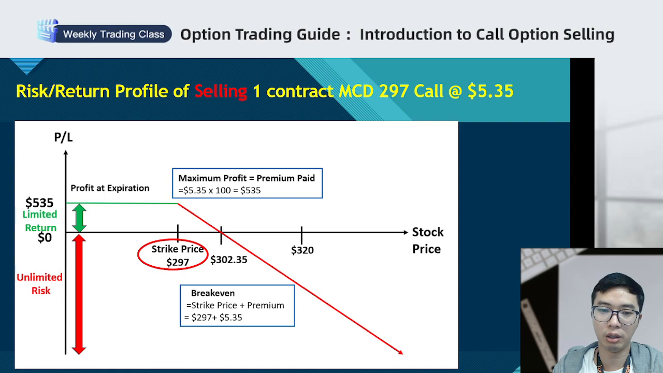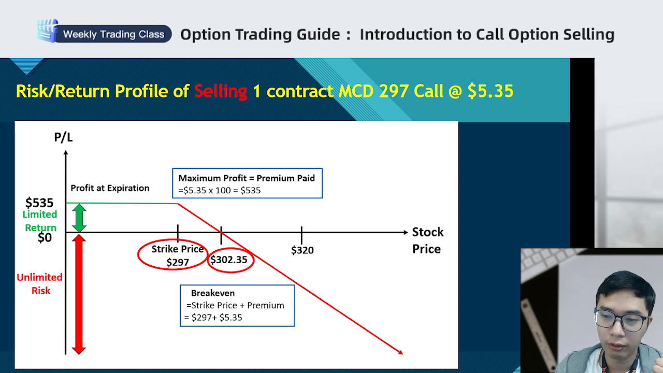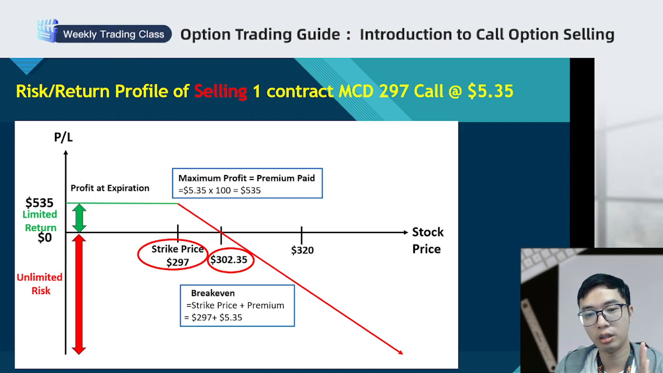So we just do a fast refresher. We always start with plotting the graph, the chart with strike price 297, and the break-even price will be 302.35, because we received this 5.35 premium, and we don't want the price to go up. So there was an extra $5.35 as a buffer, and when it passes beyond this 302.35, we will actually lose. And our limited returns will be $535, and the risk will be unlimited.